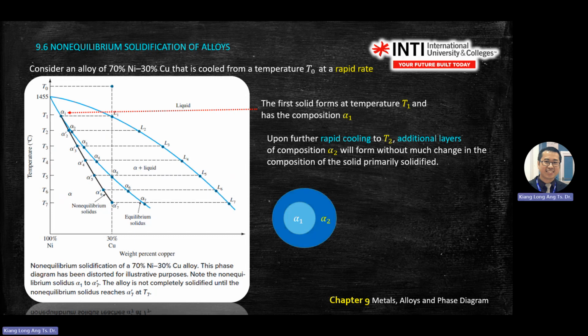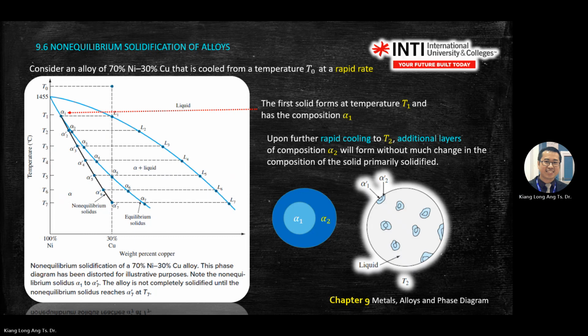Then as you drop further, you start to see alpha 2. I think in my diagram, in the rapid cooling, I should put alpha comma. So this one, I think without the alpha comma. Okay. So normal cooling is alpha 2, but rapid cooling, you'll see alpha comma.